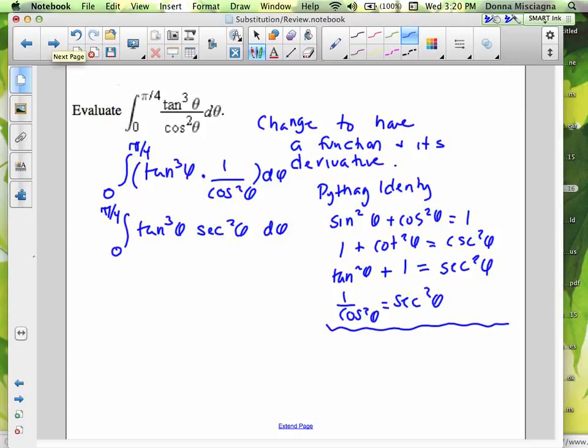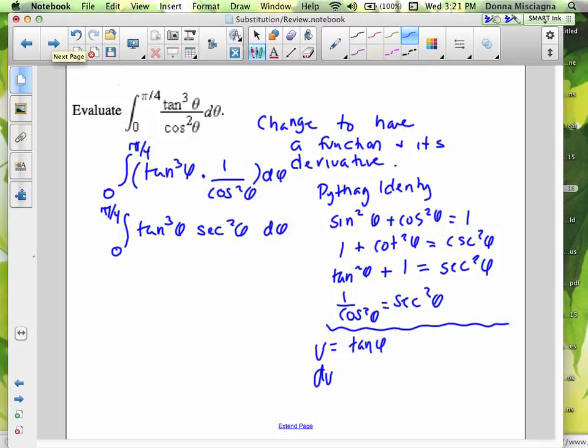Let's figure out a u substitution. And this time we're just going to change the limits and not substitute back. All right, so what's our u going to be? Tangent theta. I like that one, because you can just change it into secant squared.